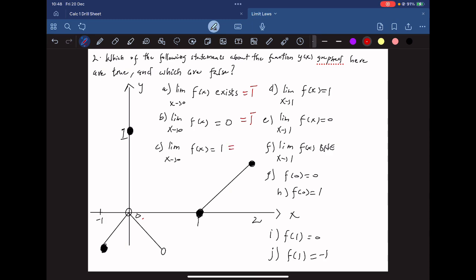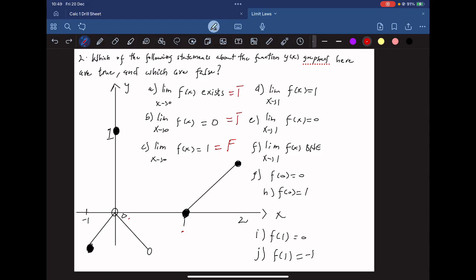For C, limit as x approaches 0 of f of x is equal to 1. Now this is 1. If we approach 0 from the left and from the right, do we get 1? Sorry, this is f of x and this is 1. So this is false, right? Because using the first one over here, the limit as x approaches 0 of f of x is definitely equal to 0, not 1. So we can say that this is false.